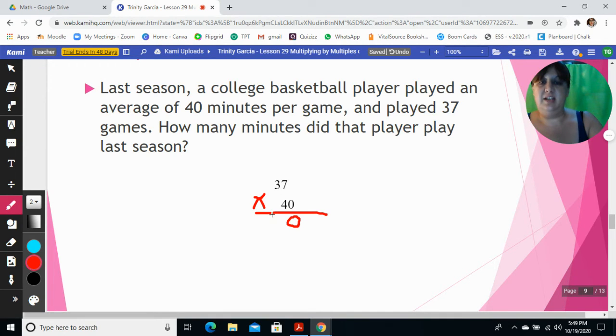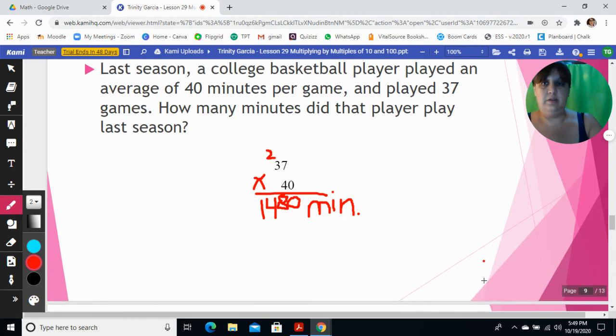Now, 4 times 7 is 28. So we're going to put the 8 down here, right there. And then we're going to put the 2 up at the top, and we're going to do 4 times 3, which is 12, plus 2, and that gives us 14. So there we have our answer, 1,480 minutes. Remember to put what we're talking about at the end of the problem so we're all understanding what's going on. You can put the abbreviation for minutes, which is MIN.